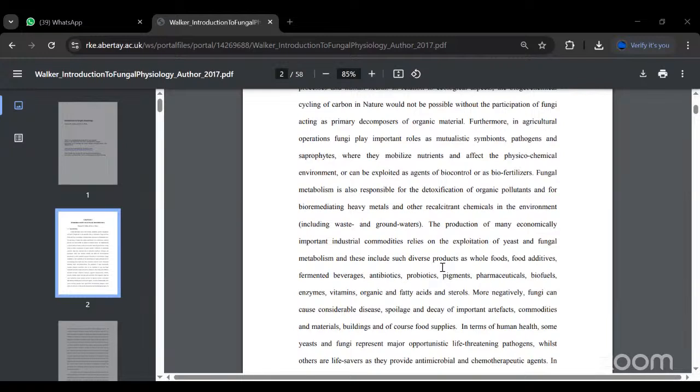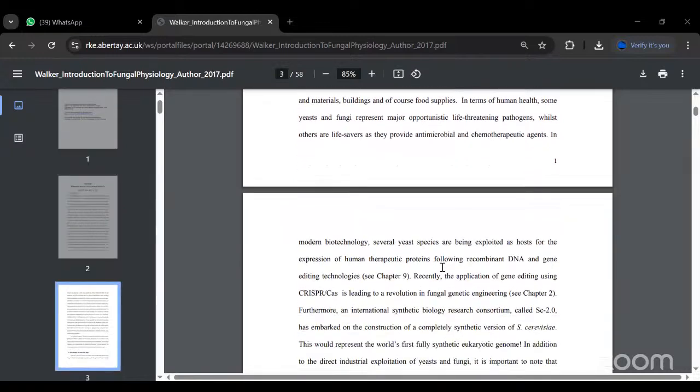Negatively, fungi can cause considerable spoilage and decay of important commodities and materials, including food supplies. In terms of human health, some yeast and fungi represent major opportunistic, life-threatening pathogens, while others serve as sources of antimicrobial and chemotherapeutic agents.